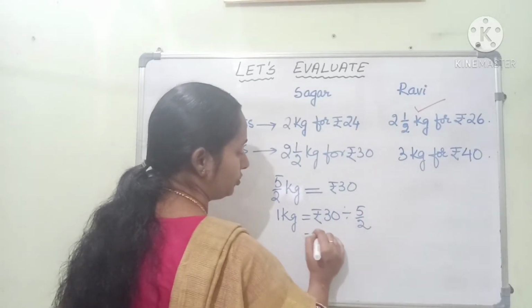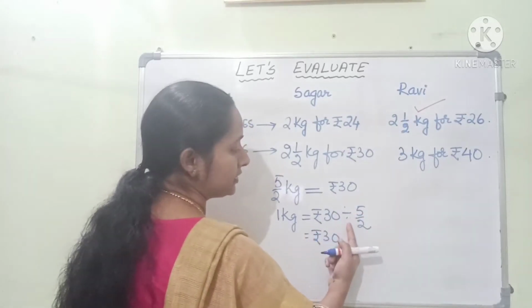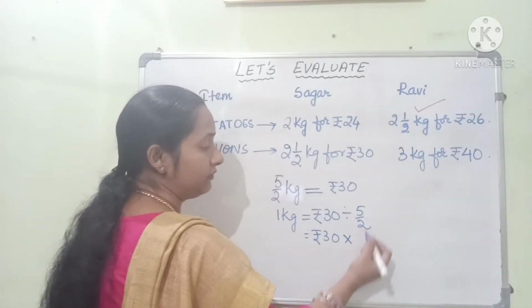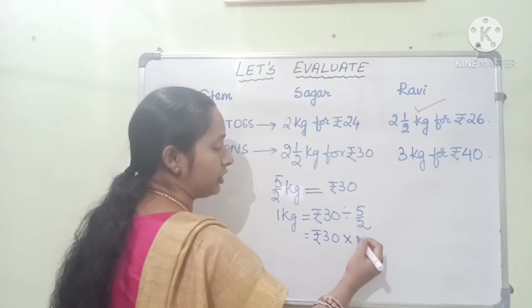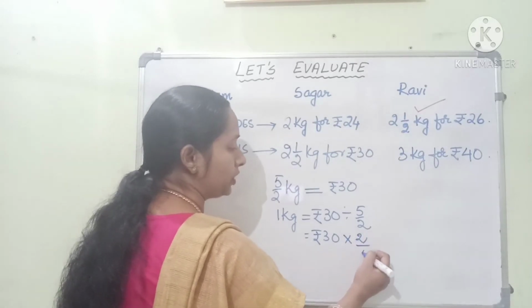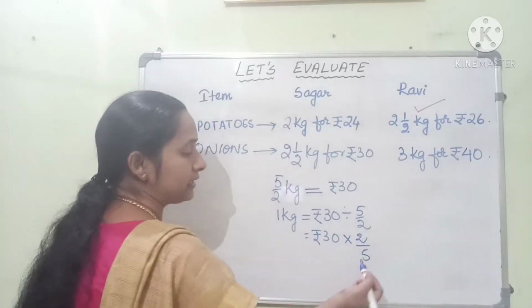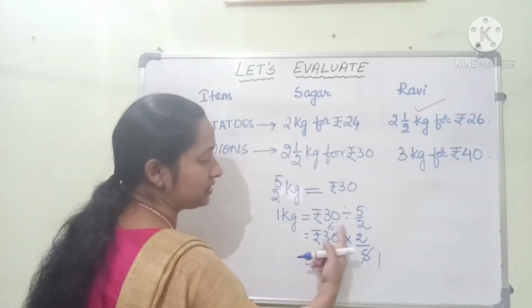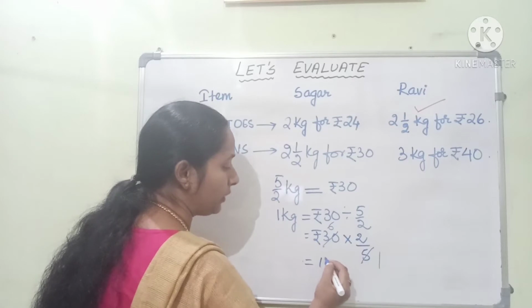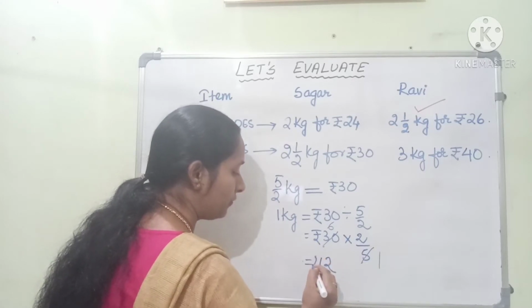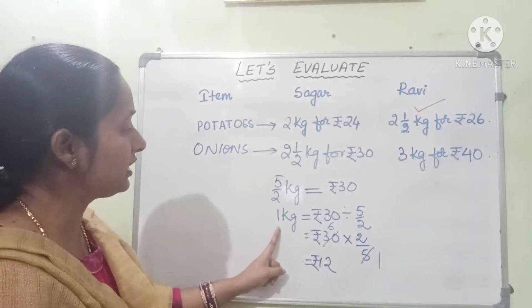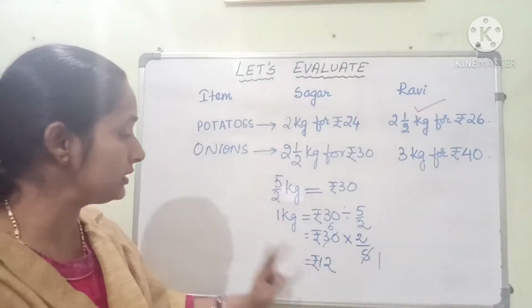This is equal to rupees 30. This division sign will change into a multiplication sign and we have to write the reciprocal of this, that is 2 by 5, it will become. Now cancel: 5 ones are 5, 6. So this is equal to 6 into 2 is 12. So here Sagar purchased 1 kg onions for rupees 12.